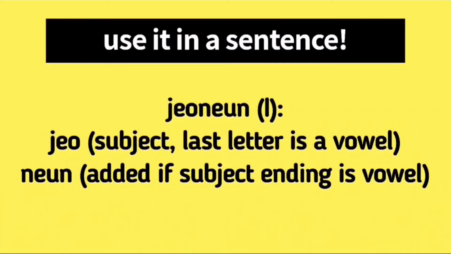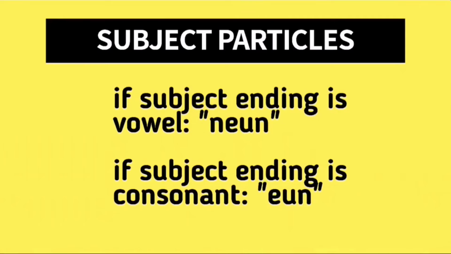Just some more information about 저는. 저는 means I, so it is the subject, and 는 is the particle added to 저 to indicate that this is the subject of the sentence. And if you would remember, since 저 has a vowel ending, we chose 는 over un as the subject particle. Because as the rule says, if the subject ending is a vowel, we will add 는. And if the subject ending is a consonant, we will add un.